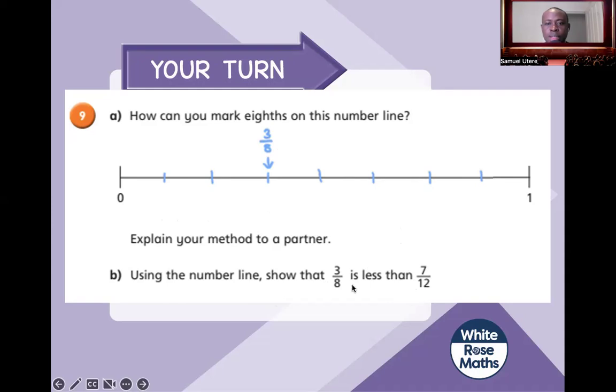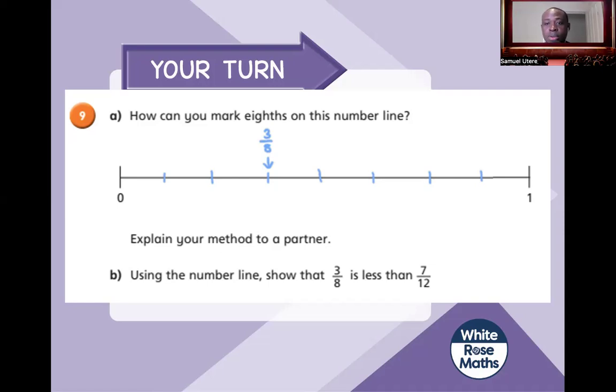One way to do that is to make the denominators equivalent. So we need to look for a number that we can multiply 8 by to get the same number that we get when we multiply 12 by another number. We'll do the same to the numerators, and then we'll get the answer. All right. So that brings us to the end of our lesson.